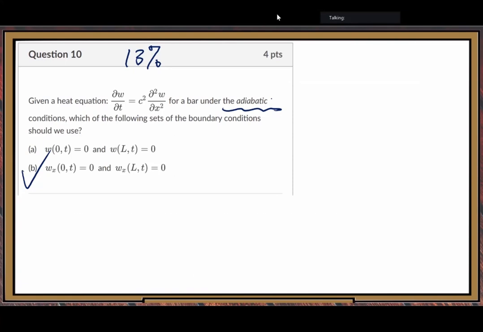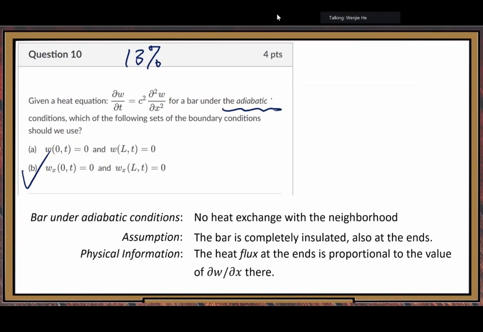All right. So I just copied the related definition or description about this concept here. Let me try this time to explain it clearly. All right. This condition, yeah. So for the bar under adiabatic conditions, there is no heat exchange with the neighborhood. Okay? The neighborhood around that bar.